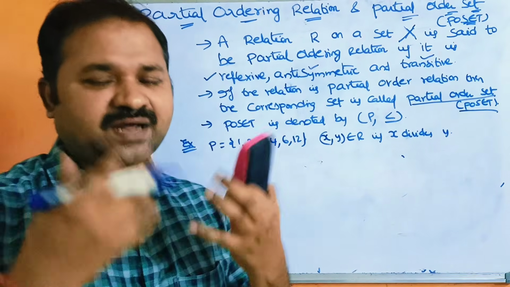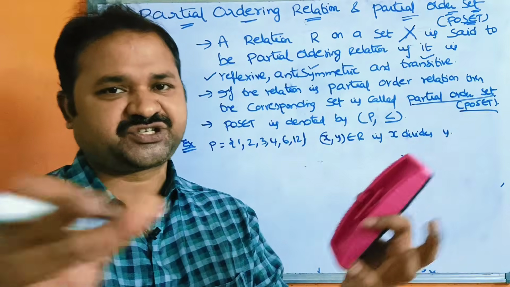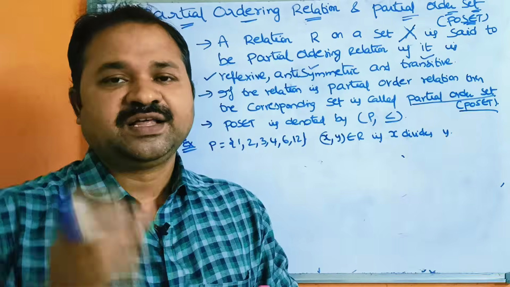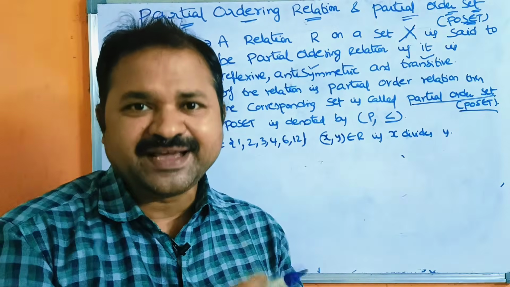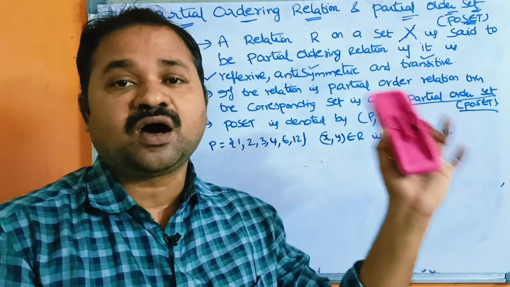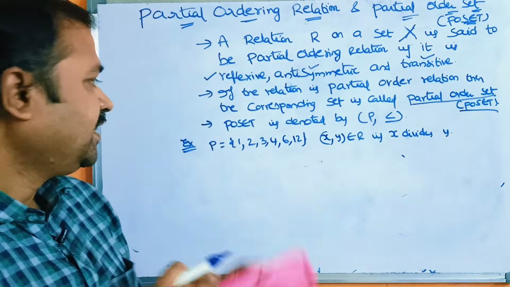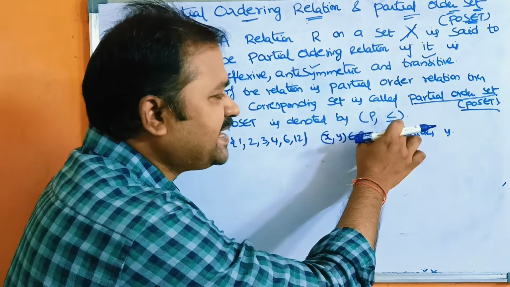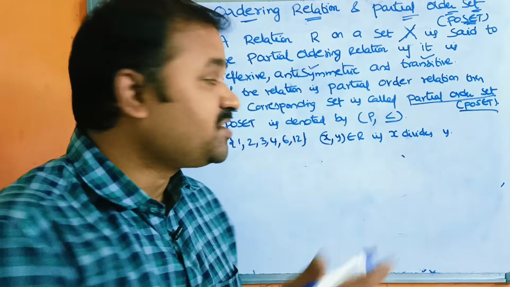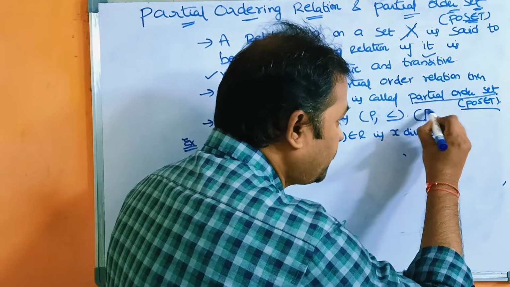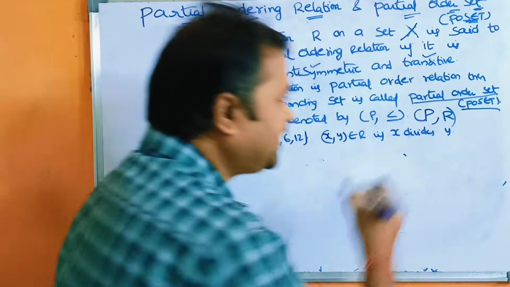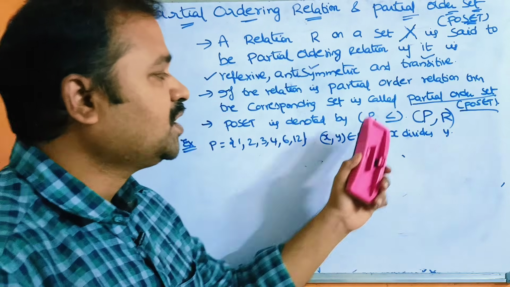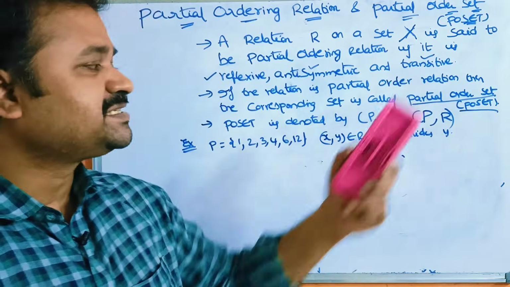So we know that we define relation on two sets. So if the relation is partial order relation, then we can call the corresponding set as POSET or partial order set. Let us see how we can denote the POSET. POSET is denoted by P comma less than or equal to. Here less than or equal to is nothing but the relation. So we can denote POSET by using P comma less than or equal to. Here what is less than or equal to? It is nothing but relation.